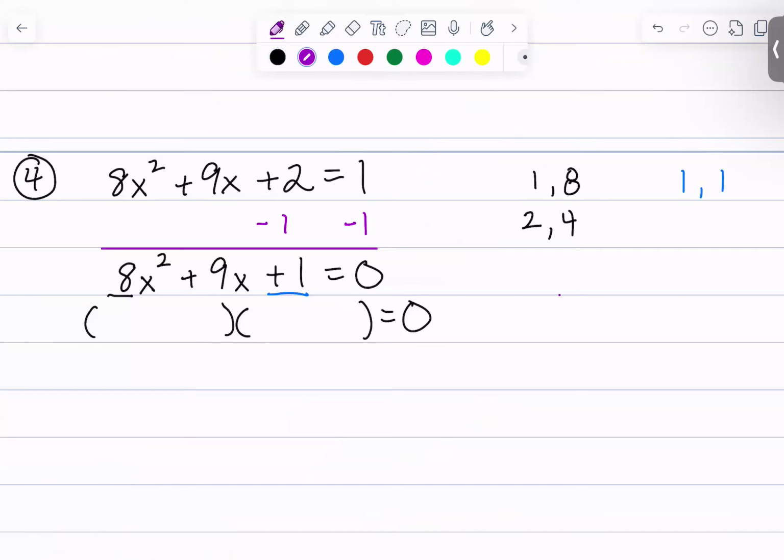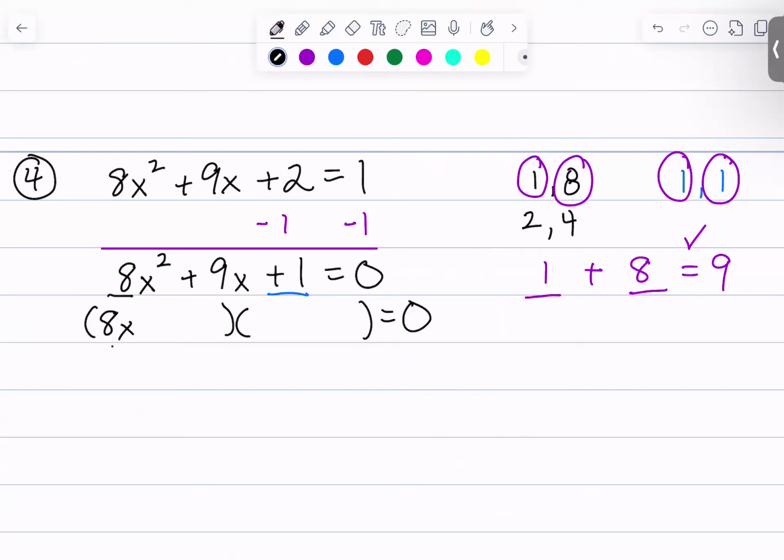So I need two numbers that, when I add them, make 9. I'm going to try this one here. 1 times 1 is 1. 8 times 1 is 8. 8 plus 1 is 9. So that works, right? So I have an 8 times 1. So this one would be 8x times 1, and I have a 1x times 1. And they're both positive ones.